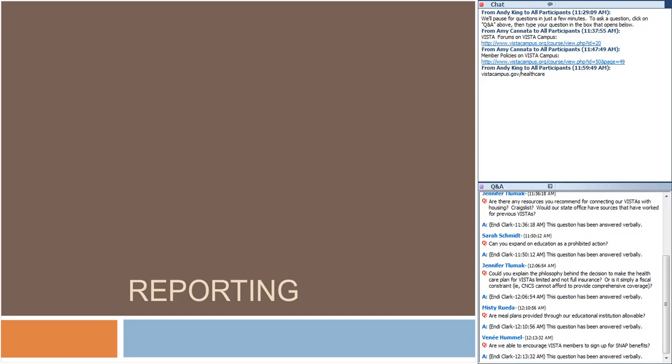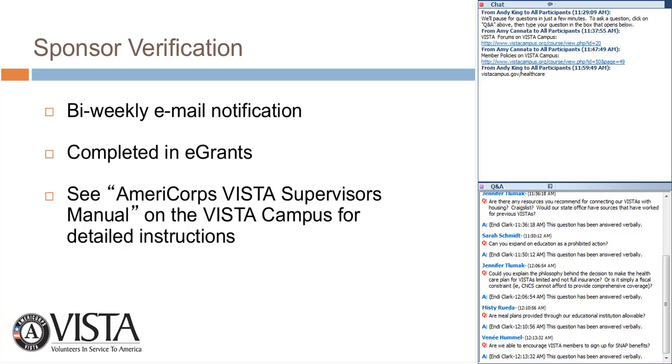So as VISTA sponsors, you are required to do some reporting, and we're going to focus on reporting here very briefly. I want to mention that you will likely be submitting most of these reports in the eGrants system, which is where you applied for your VISTA resource. Please know that you will get more training at your supervisor orientation and a walkthrough of the eGrants system.